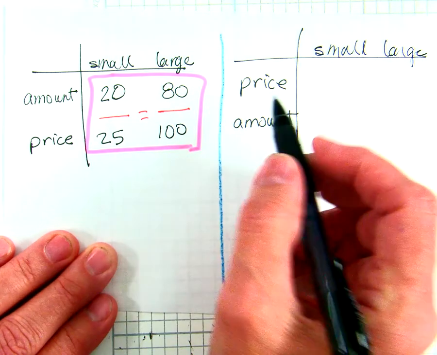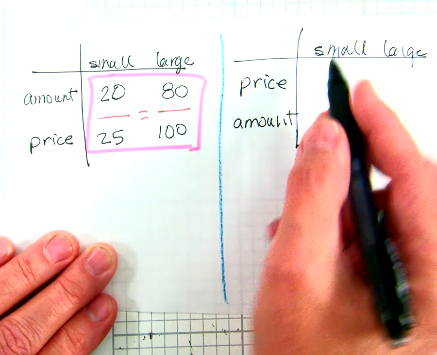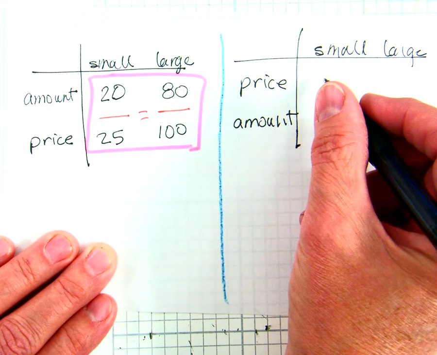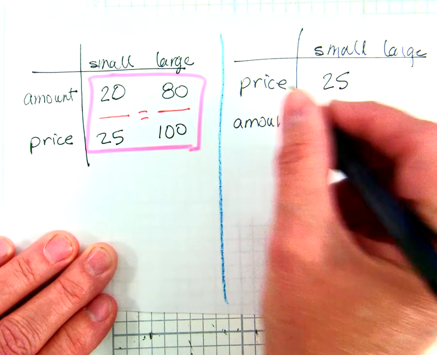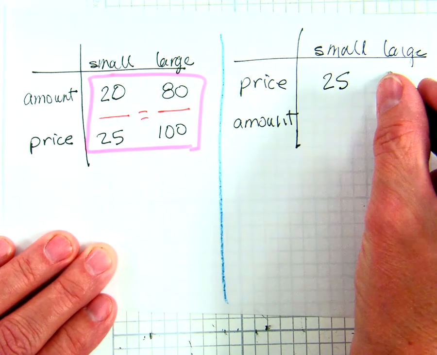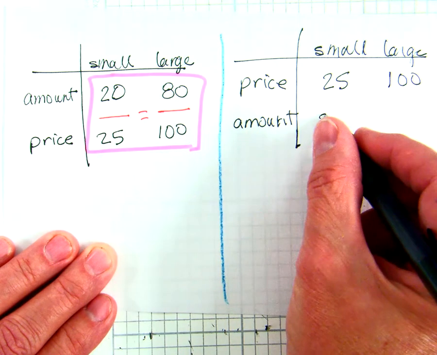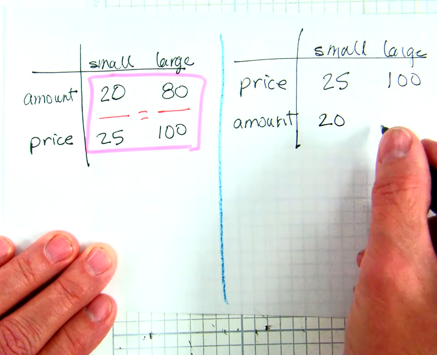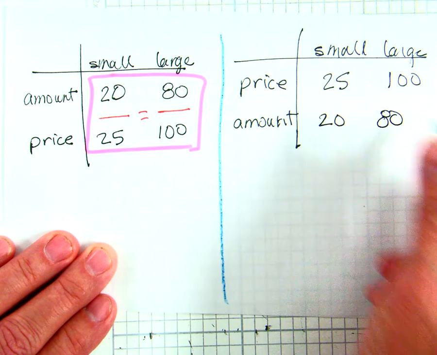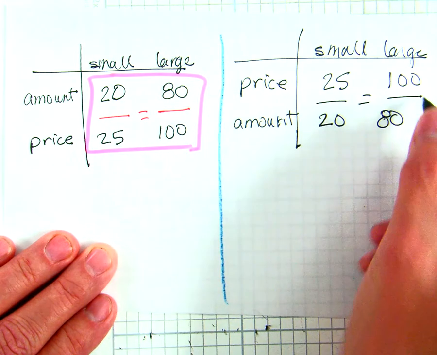Rehearse in your mind the price of the small one, $25. The price of the large one, $100. The amount in the small one, 20 pounds. The amount in the large one, 80 pounds. Again, this is your proportion.